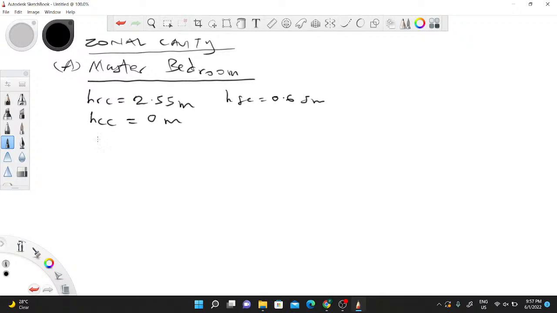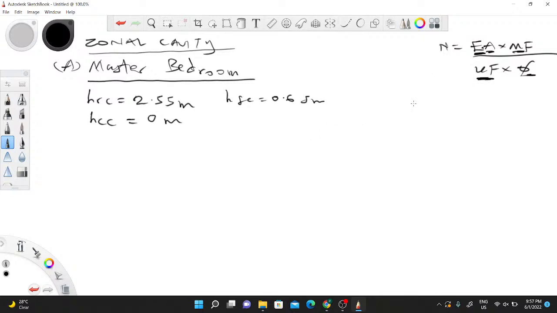Now we want to find the number of lamps. Pay attention. The number of lamps is given by E times A times MF over UF times phi, because our MF is greater than 1. For all the rooms we have our area A, our MF, and the illumination E, which is given for each of the rooms in Table 7 if you scroll down. So all we have to find now is our UF, and the zonal cavity method is how we find it.